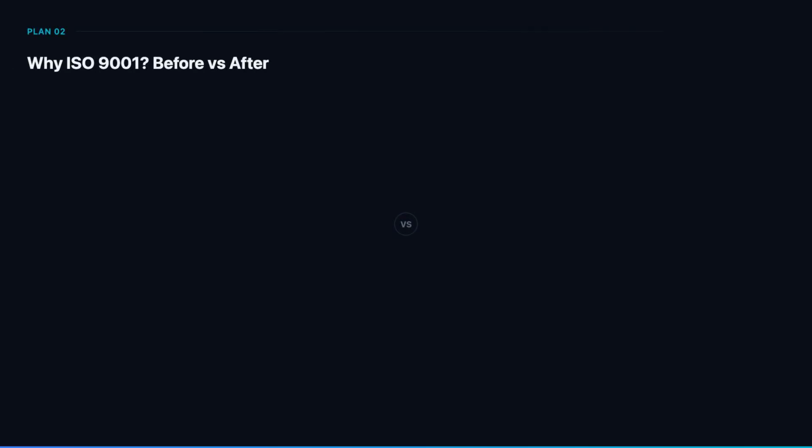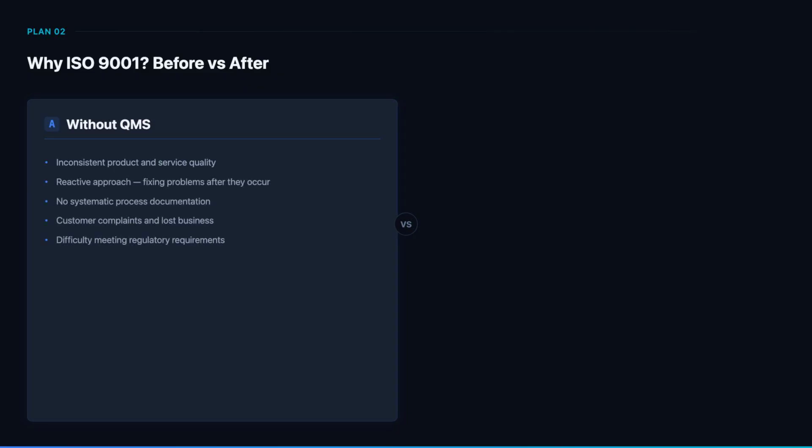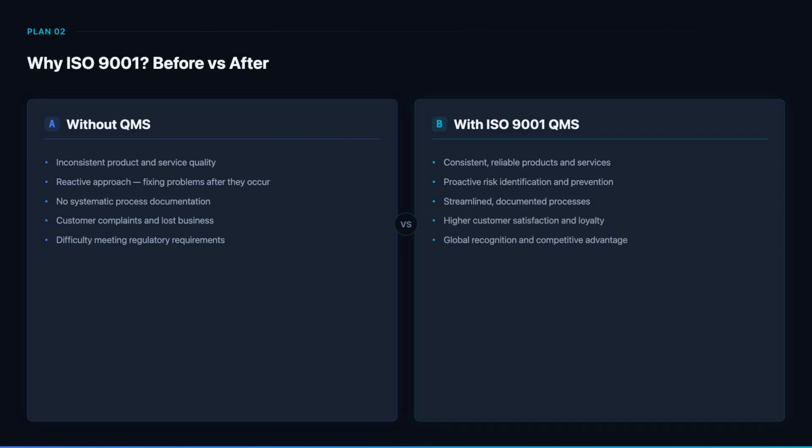Let's compare what organizations typically look like before and after implementing ISO 9001. Without a structured QMS, organizations typically face inconsistent quality, purely reactive problem solving, no systematic documentation of how work gets done, rising customer complaints, and difficulty meeting regulatory obligations. With ISO 9001, you achieve consistent quality output, proactive risk management, streamlined documented processes, significantly higher customer satisfaction, and a globally recognized certification that opens doors to new markets and contracts.